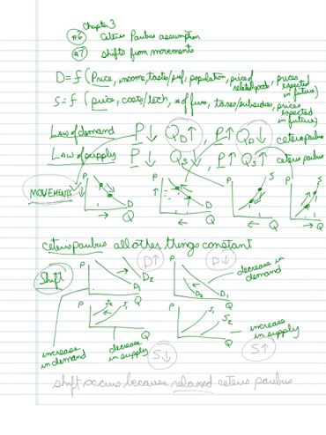Do you see how, for a shift, how those graphs look different than movements? How do we represent them with letters? This is demand goes up. This is demand goes down. This is supply goes down. This is supply goes up. Do you see how those four circles, demand going up, demand going down, is different from quantity demanded going up and quantity demanded going down? These two pictures look different than these two pictures.